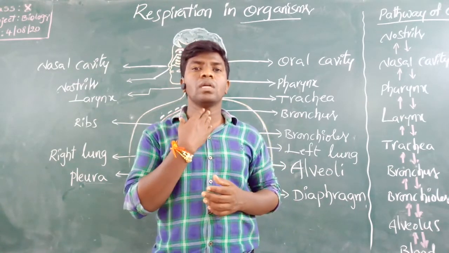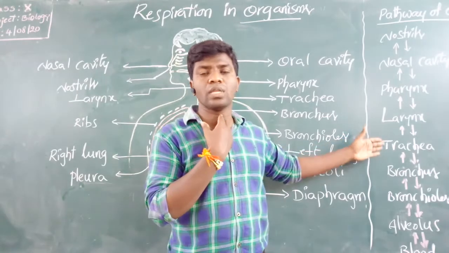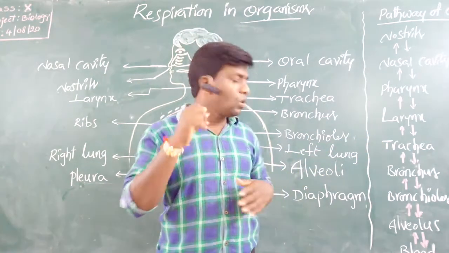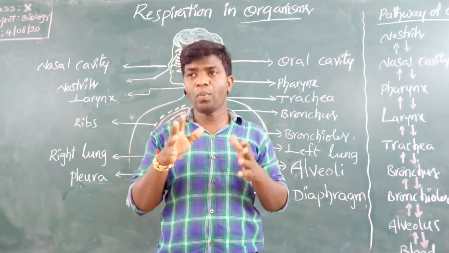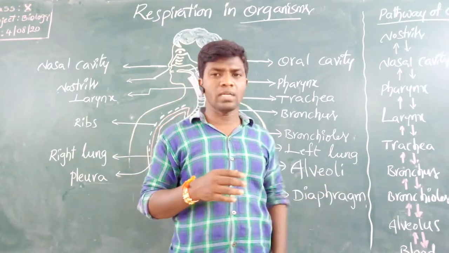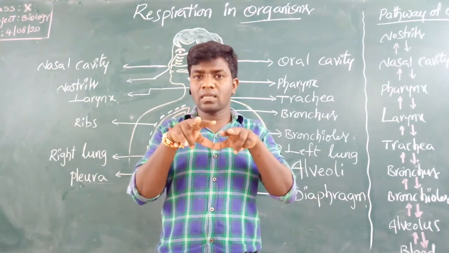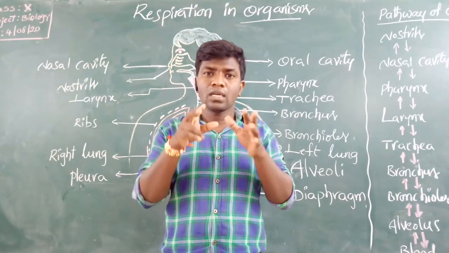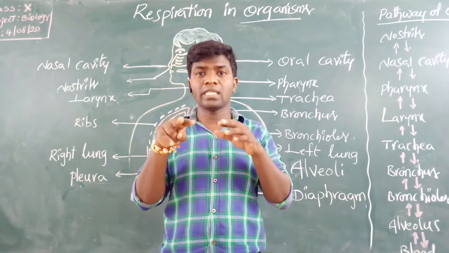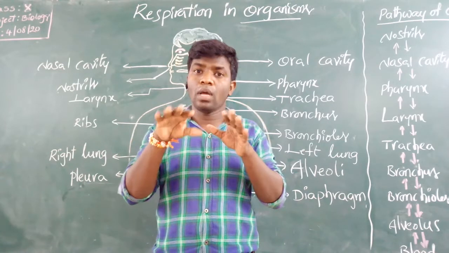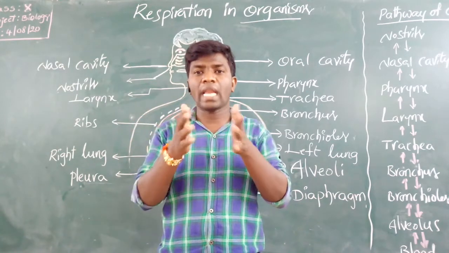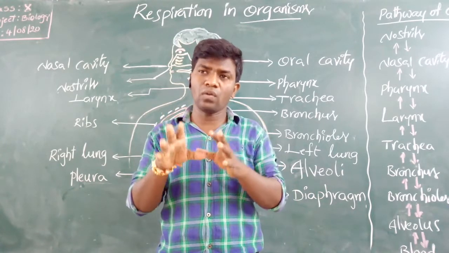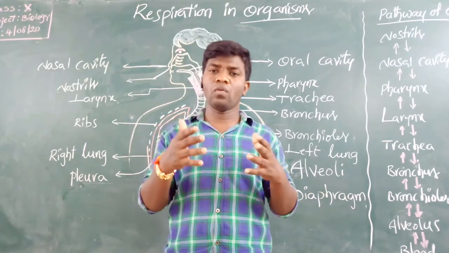So this larynx leads to the trachea. The trachea is further divided into two branches called bronchi. Next, I would like to explain about the bronchi. There are two branching tubes of the trachea called bronchi. Bronchus is the singular word. Bronchi is the plural word.